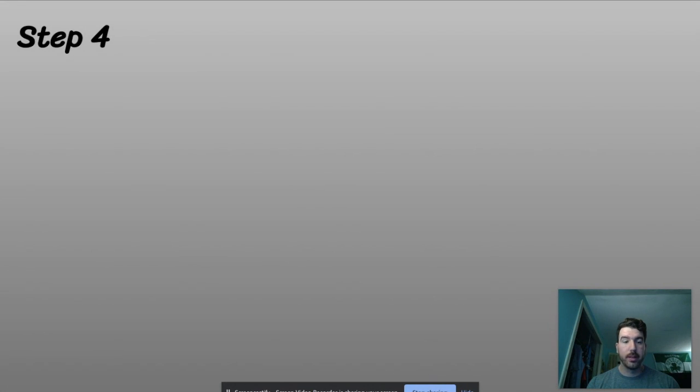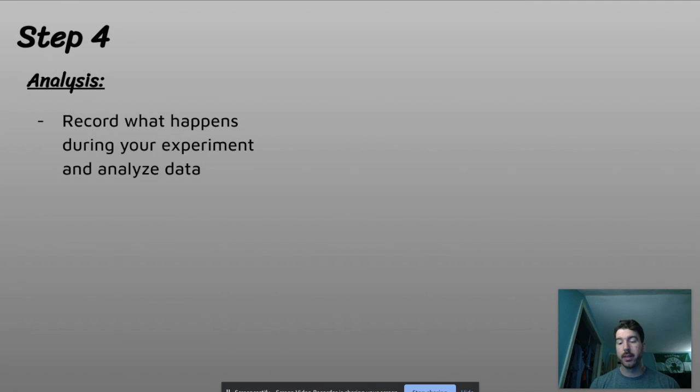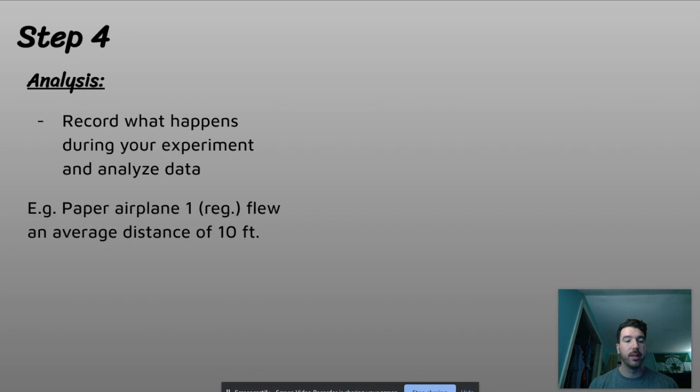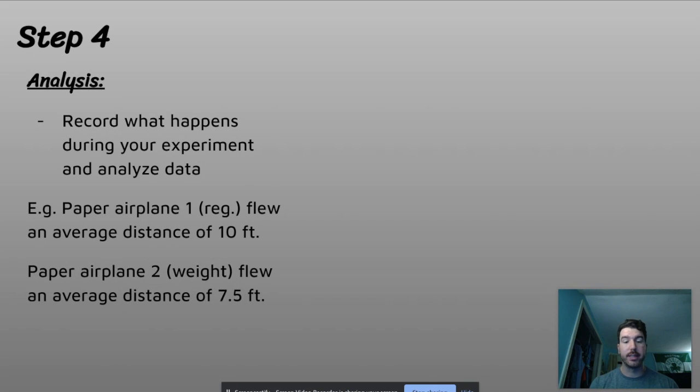The fourth step of the scientific method is to analyze our data. So we conducted our experiment, we recorded data. Now we need to determine what that data means. So for example, if paper airplane 1, which was the regular airplane without any weight, flew an average distance on the 3 throws of 10 feet, compared to the second airplane, which we added weight to, if that flew an average distance of 7.5 feet, that's our data. We analyzed it. What does that mean?